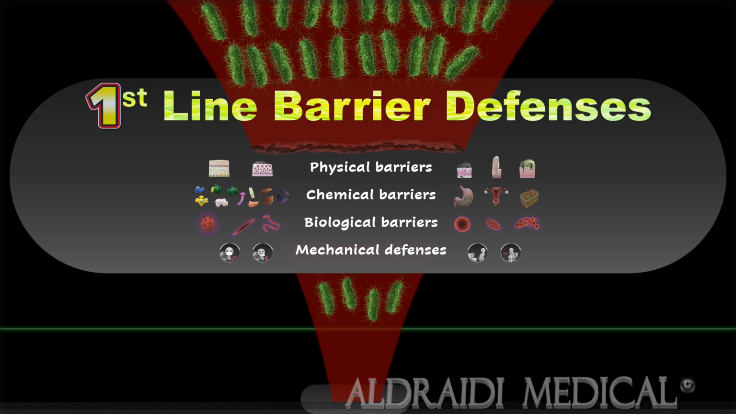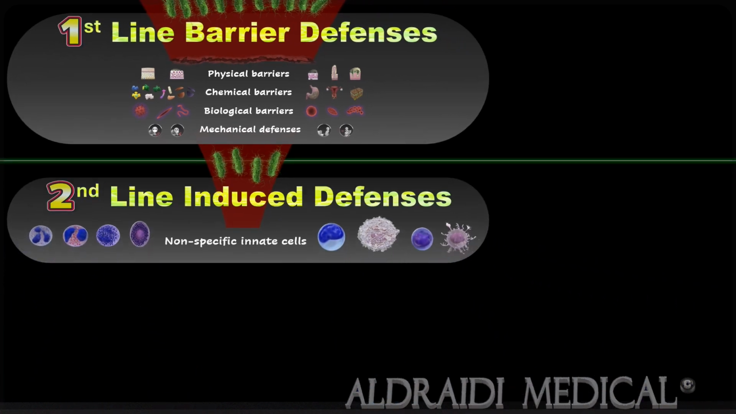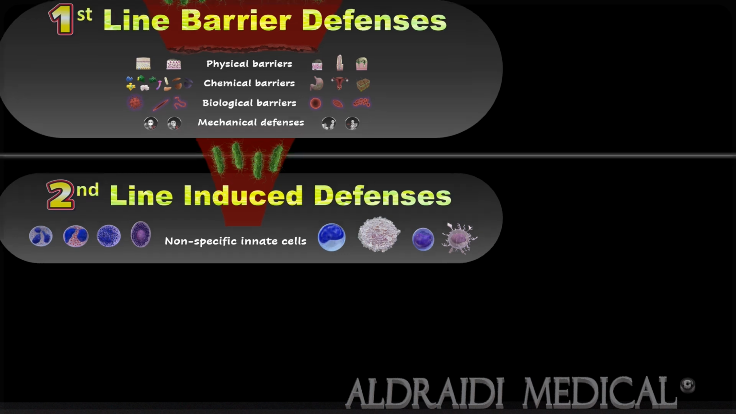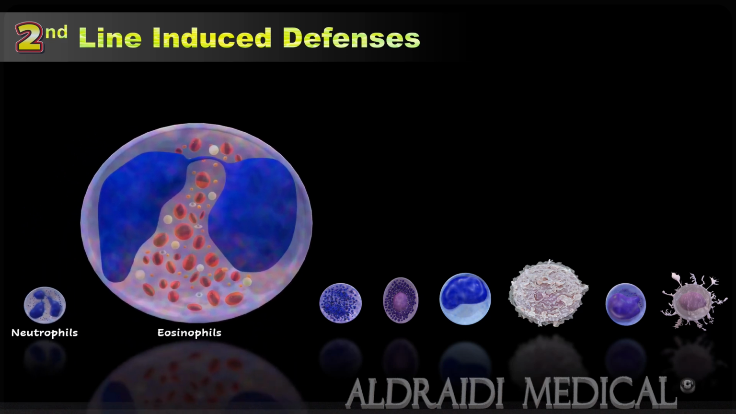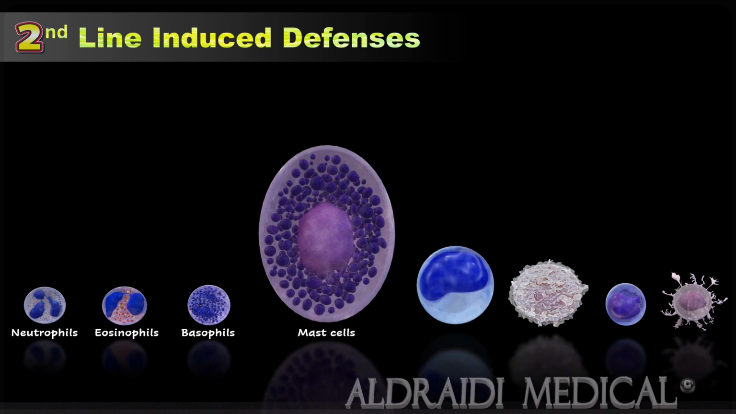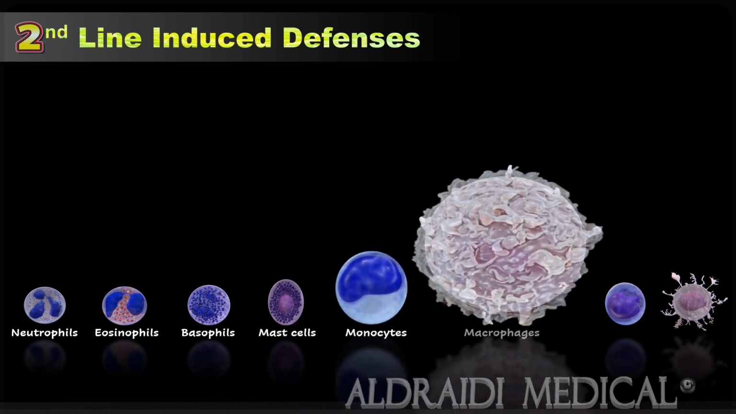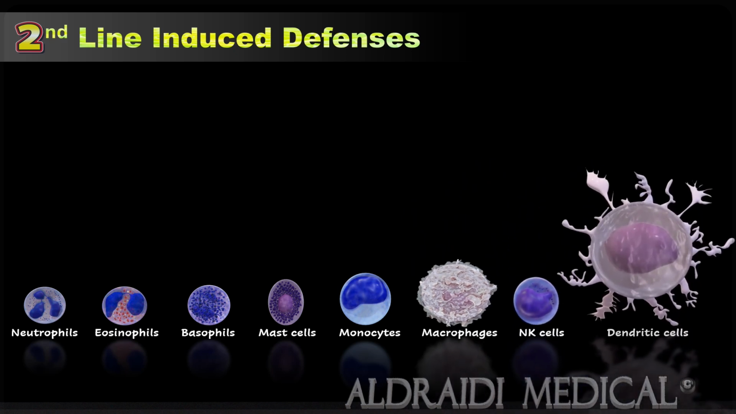Those pathogens that breach and cross our barrier borders into the tissues below the epithelial layers will be confronted by our innate immune system's second line of defense. The second line of defense is the induced cellular responses, and this line consists of an array of innate immune cells including neutrophils, eosinophils, basophils, mast cells, monocytes, macrophages, natural killer cells, and dendritic cells.